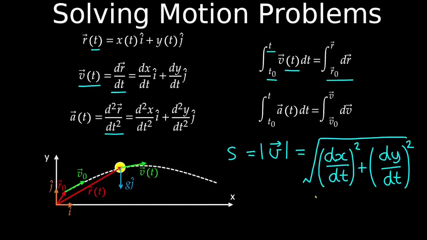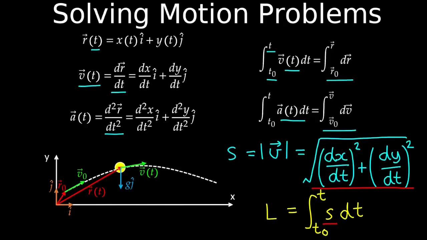And if you integrate this with respect to time, from time t0 to time t, well, that gives you the total distance the particle has travelled, or the length of the curve from time t0 to time t. And you can recognize this as the arc length integral. And similarly, if you integrate the acceleration with respect to time, that gives you the change in velocity over that time interval.